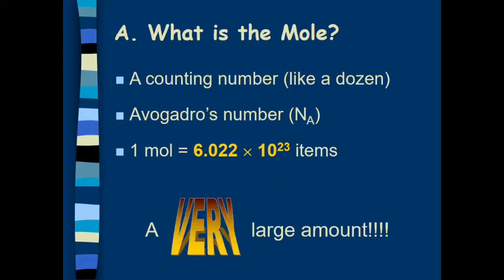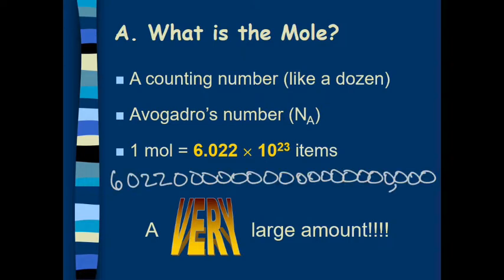If we were to write that out, it would look like this. So as you can see, very, very large. And we are using scientific notation now because, again, who wants to write out that large number every time? So 1 mole is, again, like a counting number, but instead of being equal to 12, since that goes with dozen, it is equal to Avogadro's number, which is 6.022 times 10 to the 23rd. So when we say Avogadro's number, that is the number we are referencing.